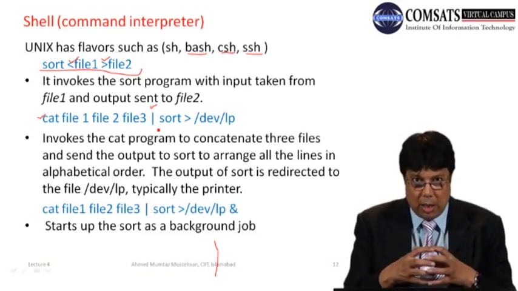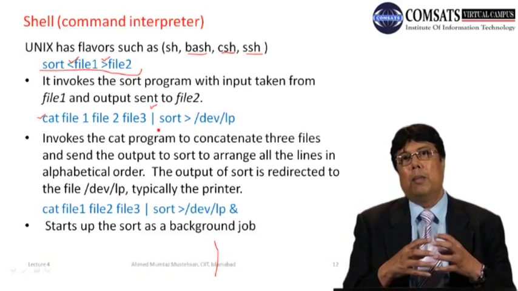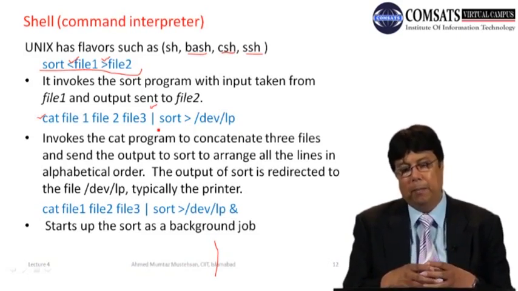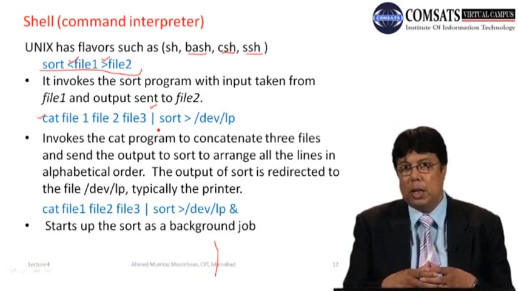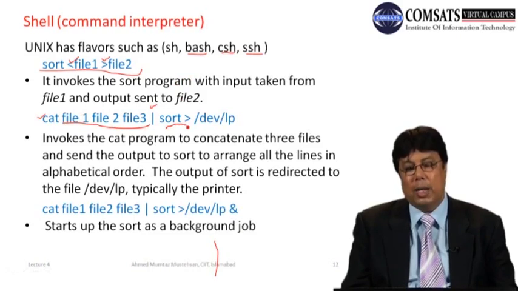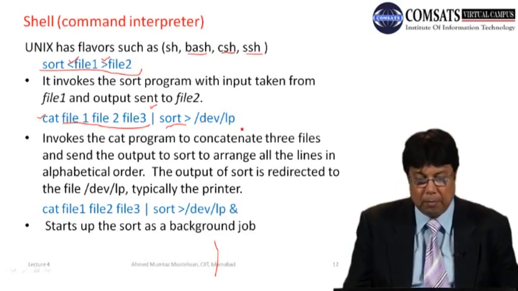Cat means concatenate, so these three have to be merged. After merging, the output has to be placed in the pipe. This output will be read by the sort process. This is a command that will read the data from the pipe to sort. So it combines these three files, takes that as input, and sorts it. And where will the output go? It has been advised that the output should be placed on /device/lp.